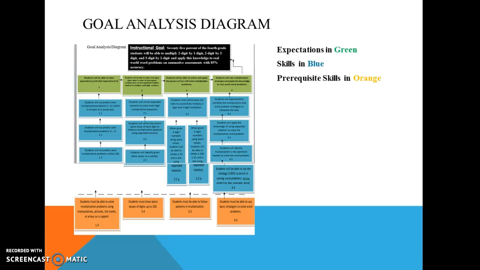The next expectation is that the students will be able to utilize and apply place value in order to decompose numbers and use the expanded notation method to multiply multi-digit numbers. Again, there are skills in blue below that show how we get there. The third one is students will be able to utilize and apply the powers of 10 with their multiplication problems. And that is also breaking it using expanded notation and understanding those powers of 10 and how to multiply. And lastly, the fourth is the expectation in green that the students will be able to use multiplication strategies and apply this knowledge to real world word problems. And then that gets us to the instructional goal at the top.